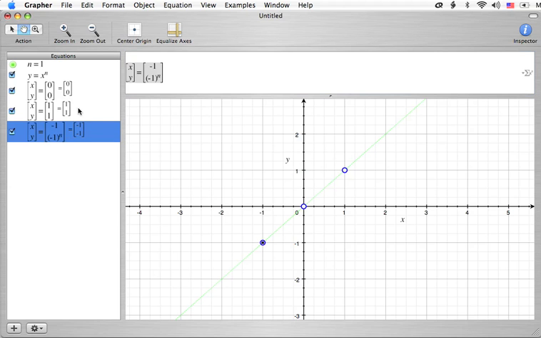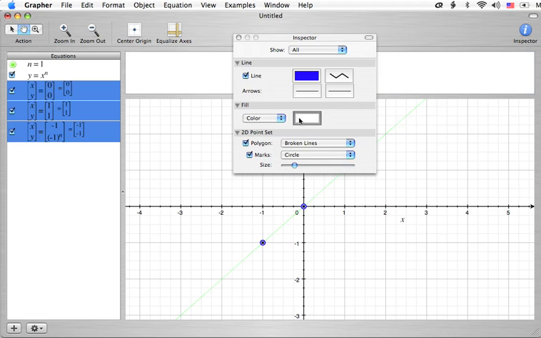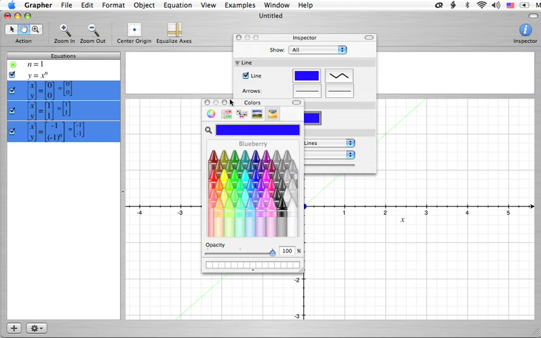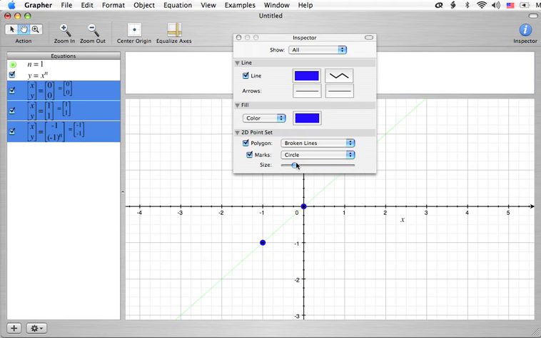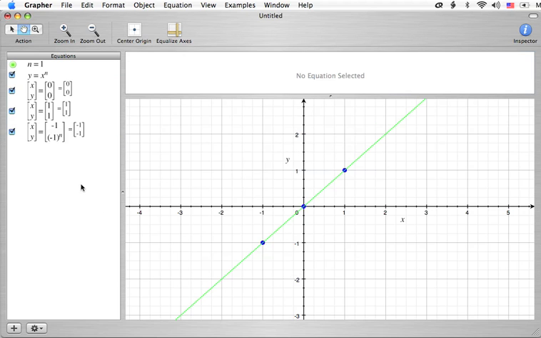Just before we go to animate that, I'm going to clean up these points a little bit. You might remember that I like to make the insides the same color and make them just a little bit smaller. And so there we go. Alright, let's go see what happens.